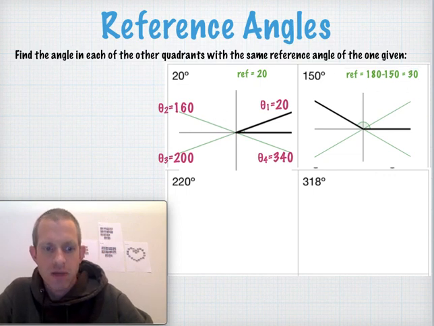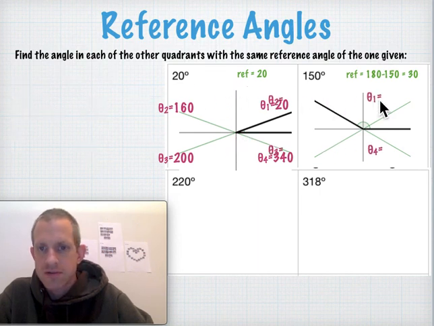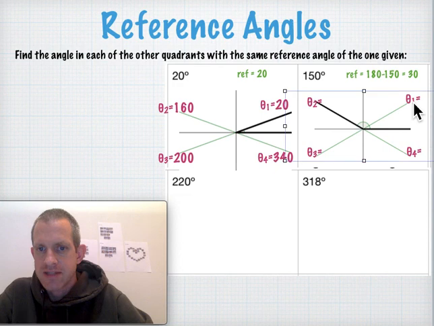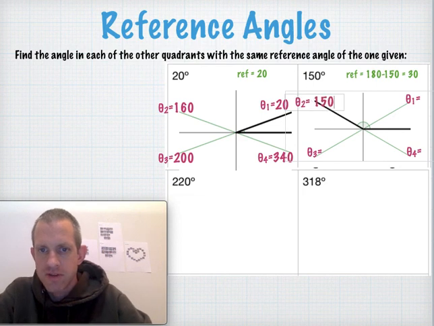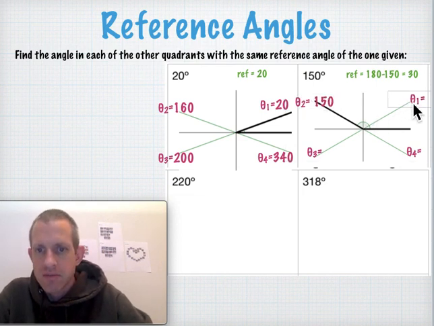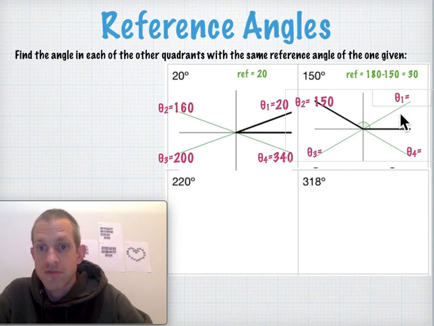And so now my goal is to find the other angles that have that same reference angle. So we were told a quadrant 2 angle, so we can fill that in right now. That's 150. And let's see, we know quadrant 1 because that's the reference angle itself. So we can fill that in. That's 30 degrees.